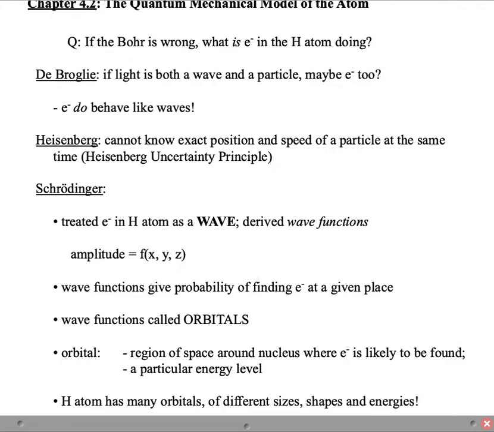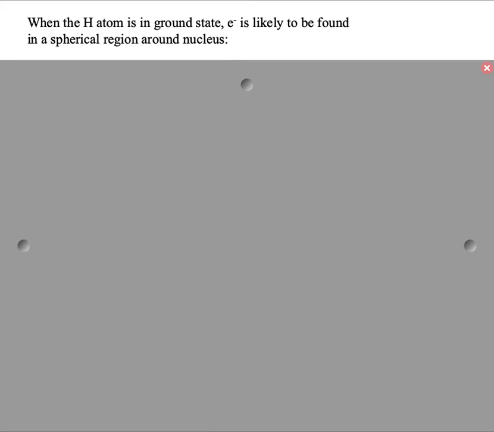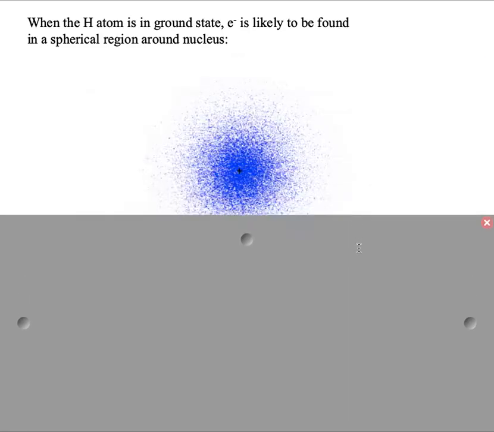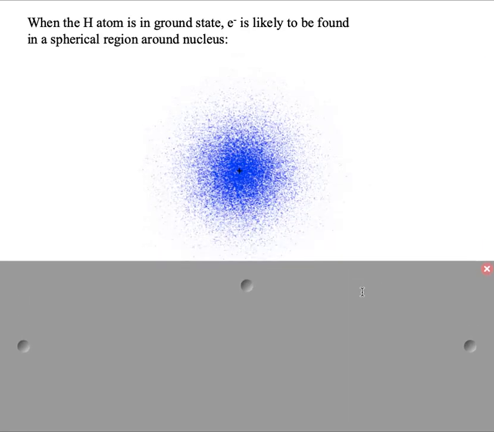So, a good place to start would be at the ground state, that is, the lowest energy state. When the hydrogen atom is in its ground state, the electron is likely to be found in a spherical region around the nucleus. This diagram represents a hydrogen atom. The black plus sign in the center represents the nucleus. The blue dots represent the probability of finding the electron at that particular place. The density of blue dots indicates the greater probability.